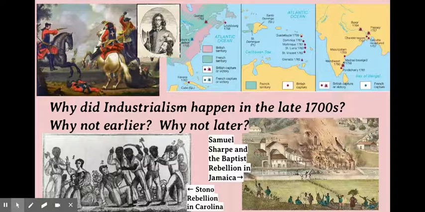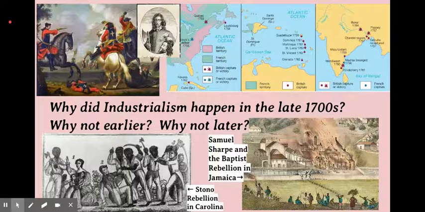The last slide for today is, why did industrialism happen in the 1750s? Why didn't it happen earlier? Why didn't it happen later? And so many students have asked this question. The short answer is that industrialism did not happen earlier because Europeans were preoccupied with war for most of their history until the late 1700s.